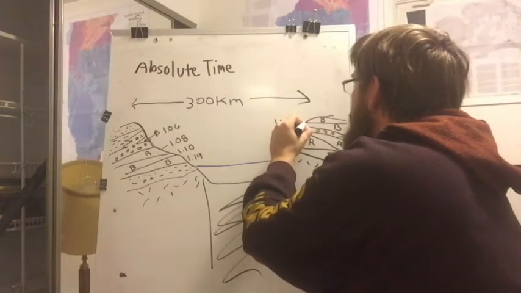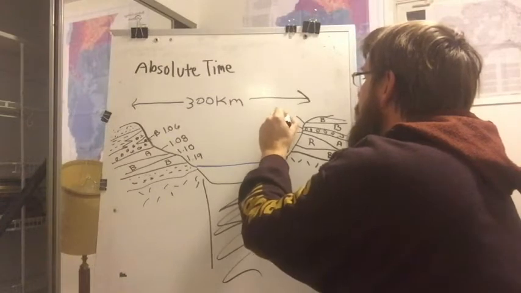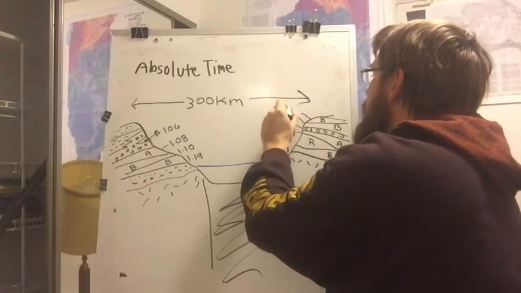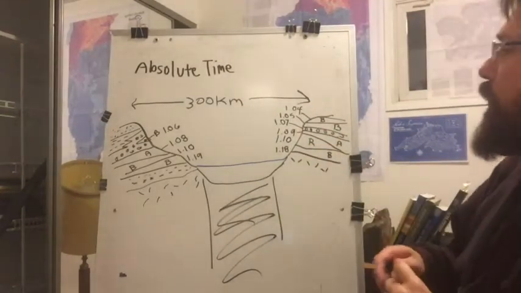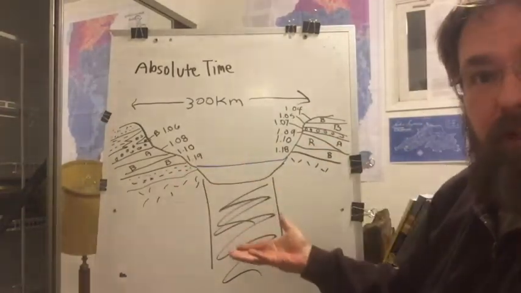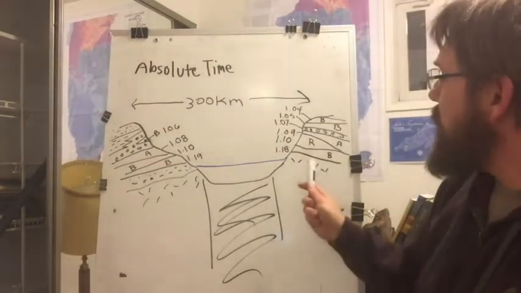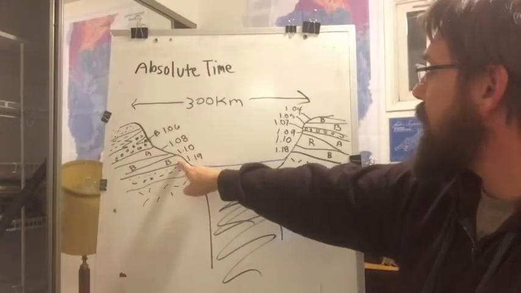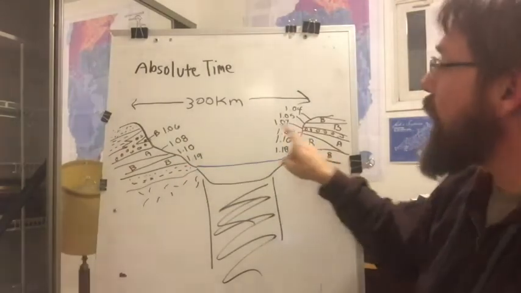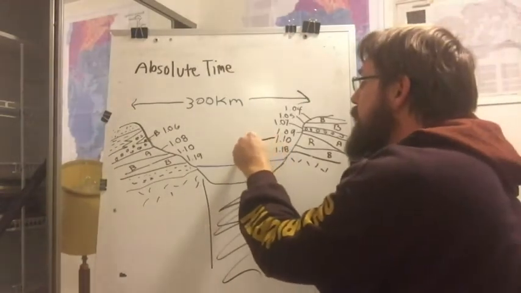And this basalt is 1.05, and then we'll just say this one is 1.04, all right? So we have these absolute ages now. All right. So we can tell that this basalt was deposited before this one. The rhyolite and this basalt were deposited at the same time.